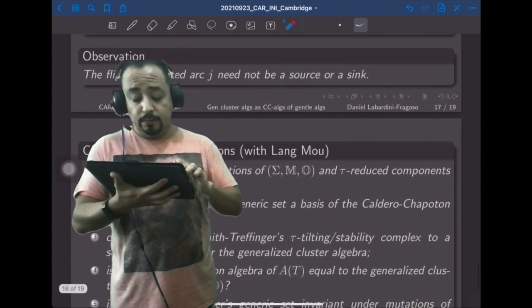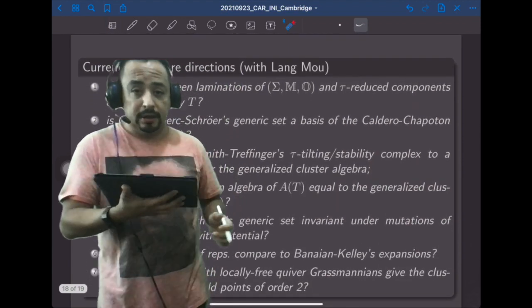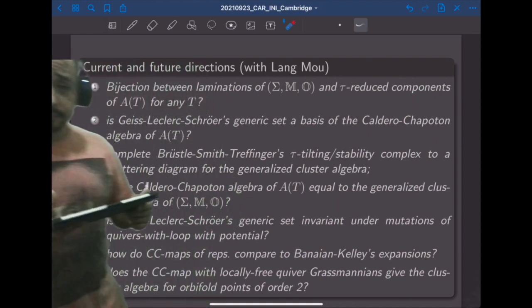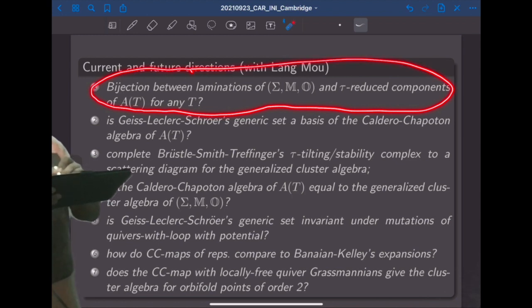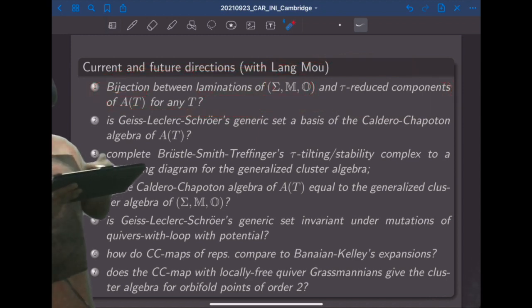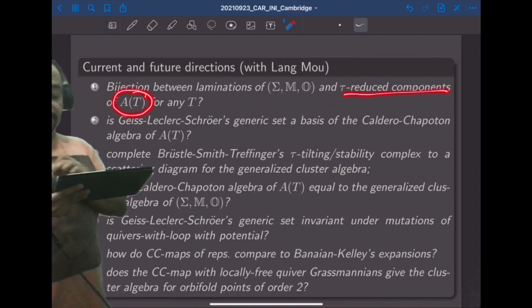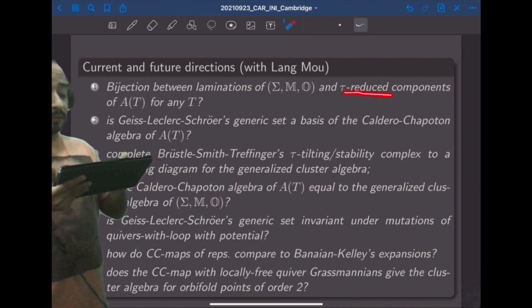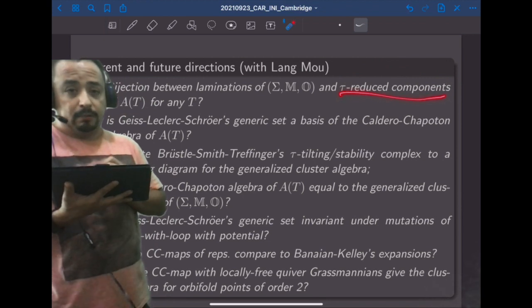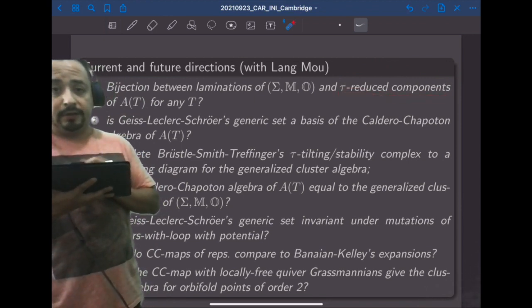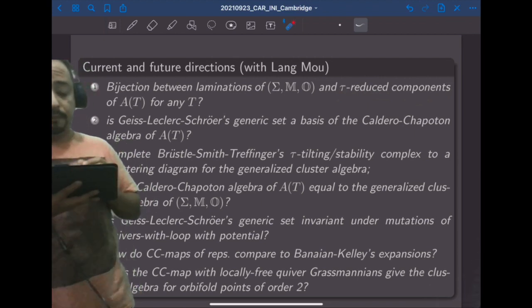And let me finish with some current work with Lang. One of the things we expect and would like, as in my work with Geiss and Schröer, is that there be a bijection between the laminations of the surface with orbifold points of order 3 and the tau-reduced components of this gentle algebra. Let me recall that Geiss, Schröer, and I now call tau-reduced components what originally was introduced as strongly reduced irreducible components by Geiss, Leclerc, Schröer.